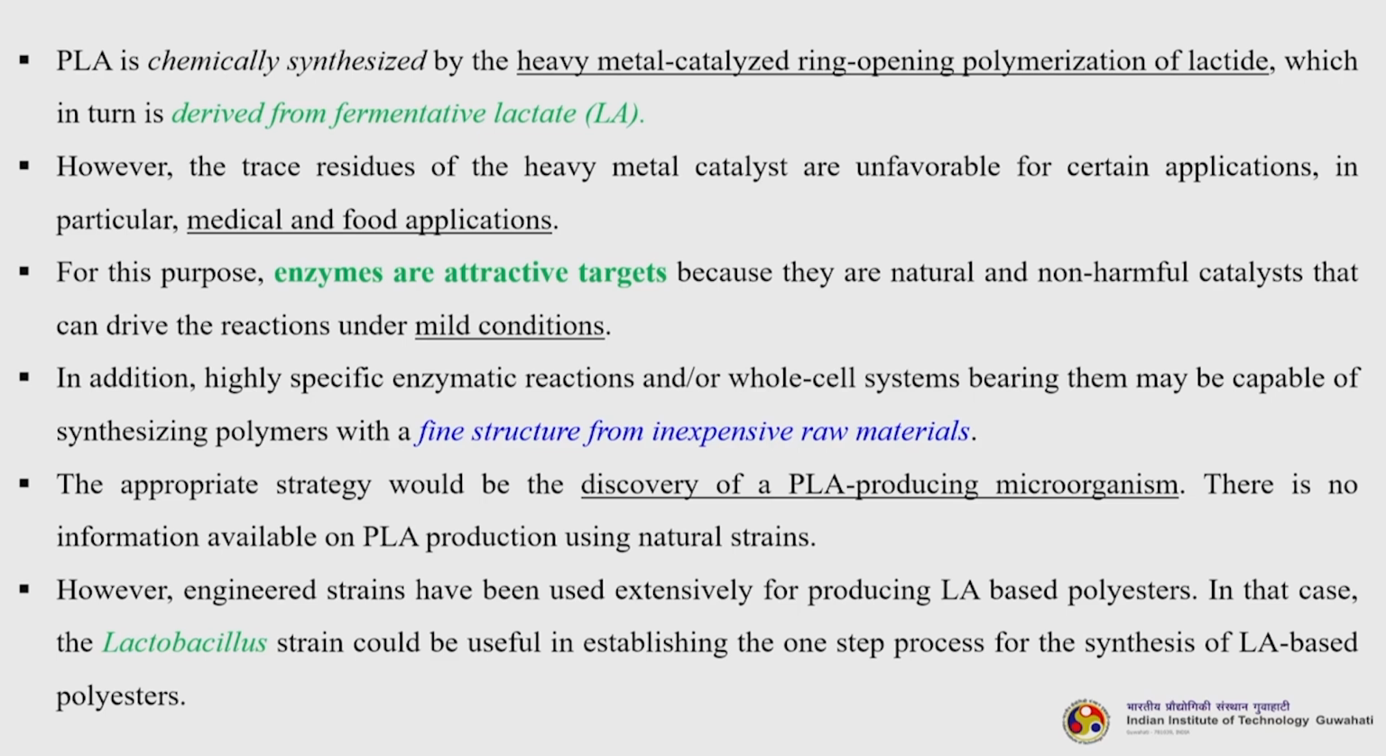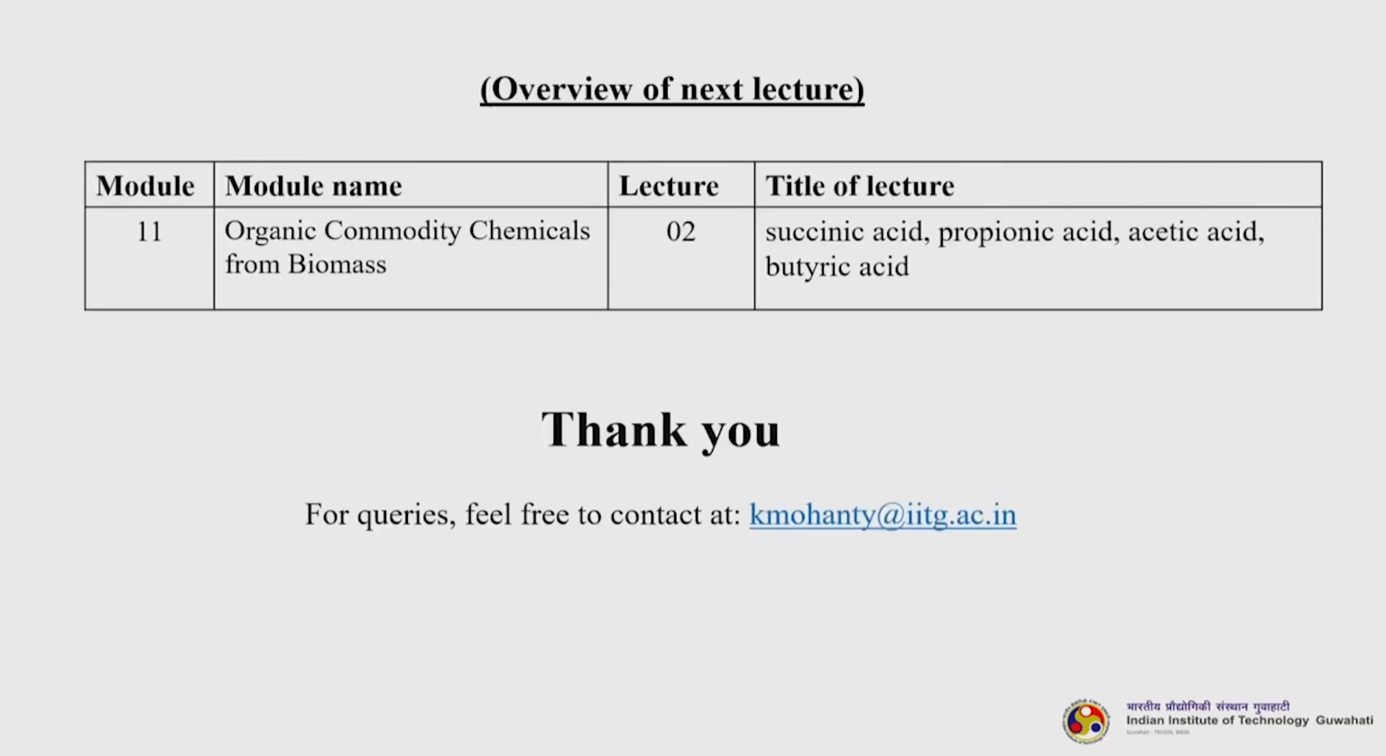The appropriate strategy would be the discovery of a PLA producing microorganism. There is no information available on PLA production using natural strains. People are still working on this particular aspect. However, engineered strains have been used extensively for producing LA based polyesters. In that case, the lactobacillus strain could be useful in establishing a one step process for the synthesis of LA based polyesters. So, with this I conclude today's lecture.